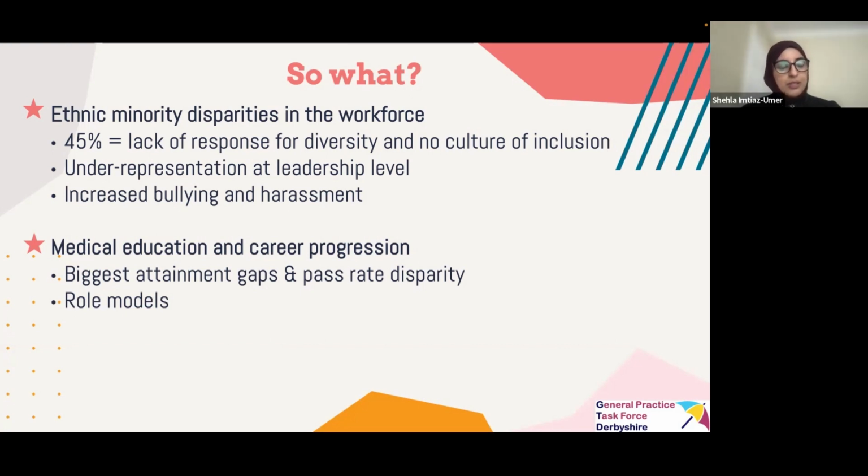And if you're an international medical graduate, you're actually 14 times more likely to fail your exams compared to an ethnic minority doctor who's been trained in the UK and also white colleagues. And that disparity really, again, reflects the lack of positive role modelling of people progressing through the career in order to help those colleagues more junior in their career.